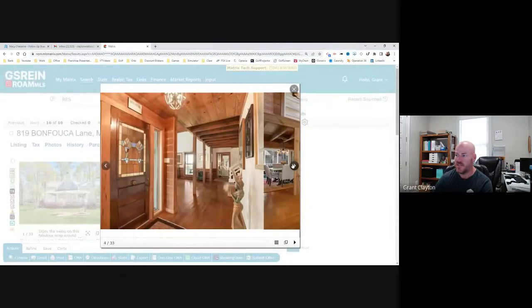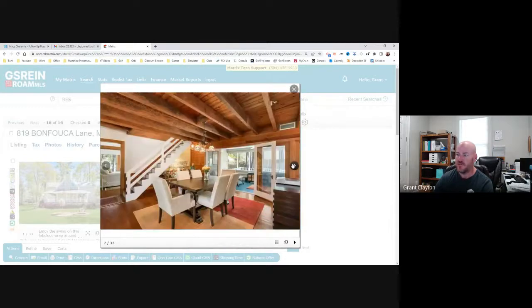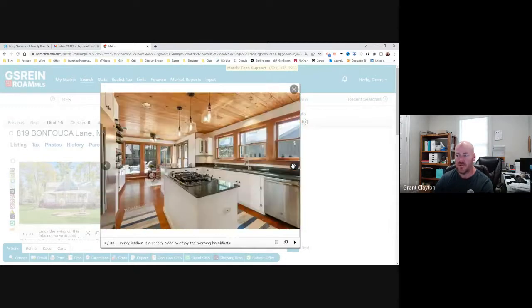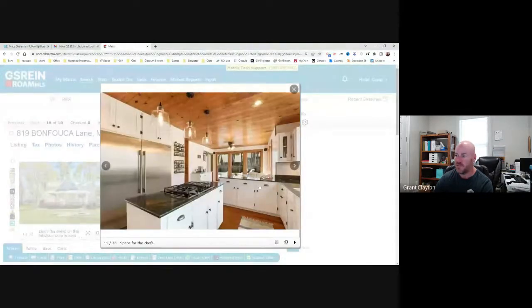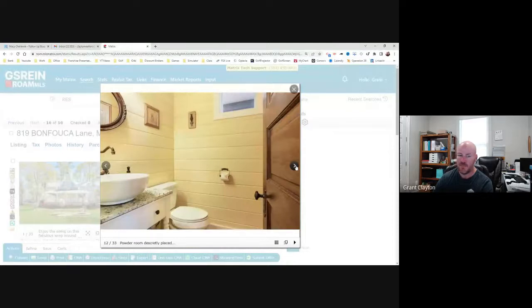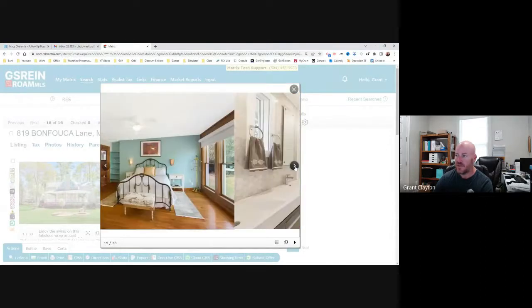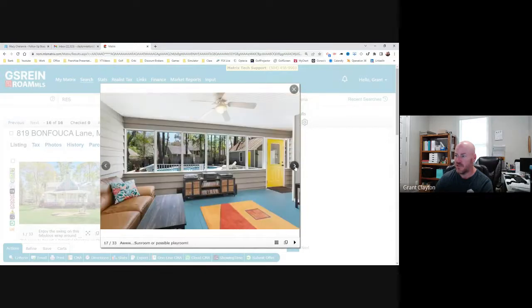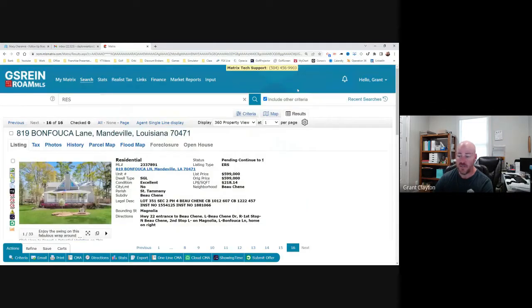You see natural wood everywhere. Pretty cool house. It's very rustic, but it looks like it's been renovated. A lot of wooden windows, gas appliances, a big, huge commercial fridge and freezer, updated cabinets, shiplap. You see very nice things. Custom showers. It even has a pool back there. So we've got some nice stuff going on.